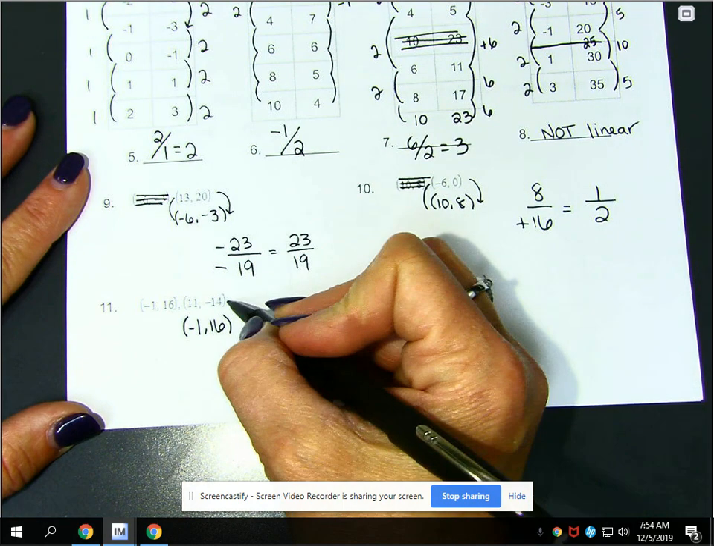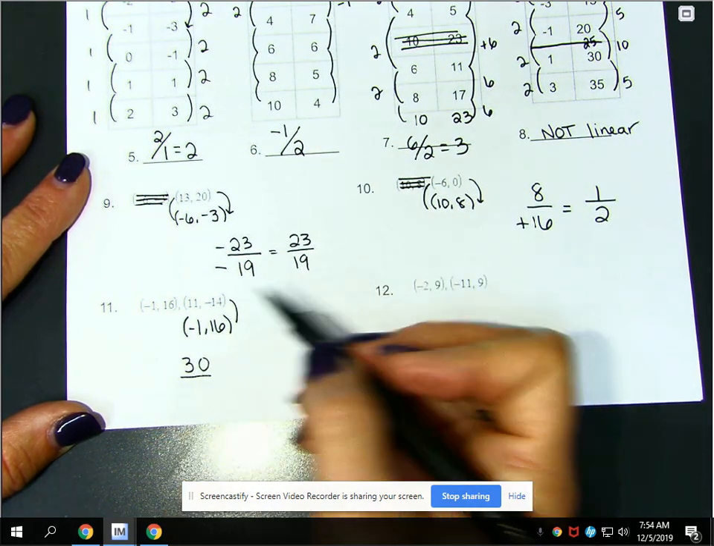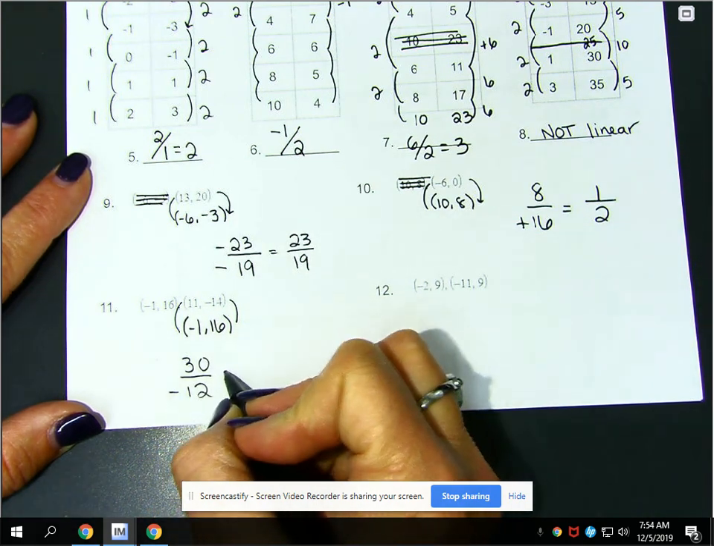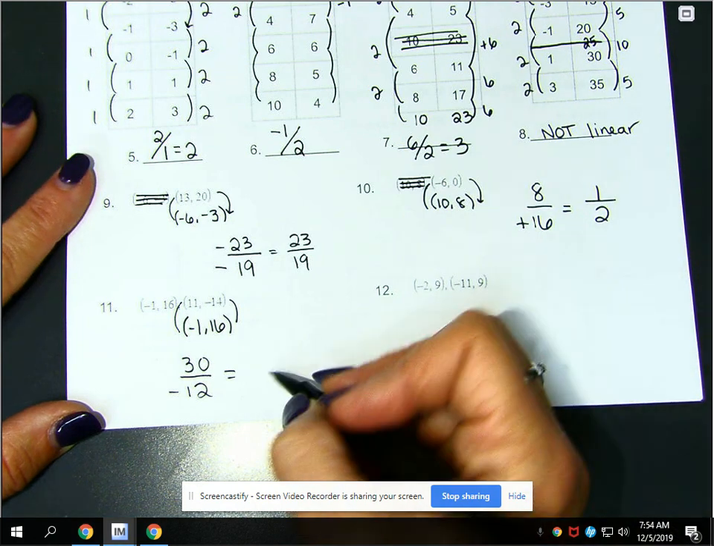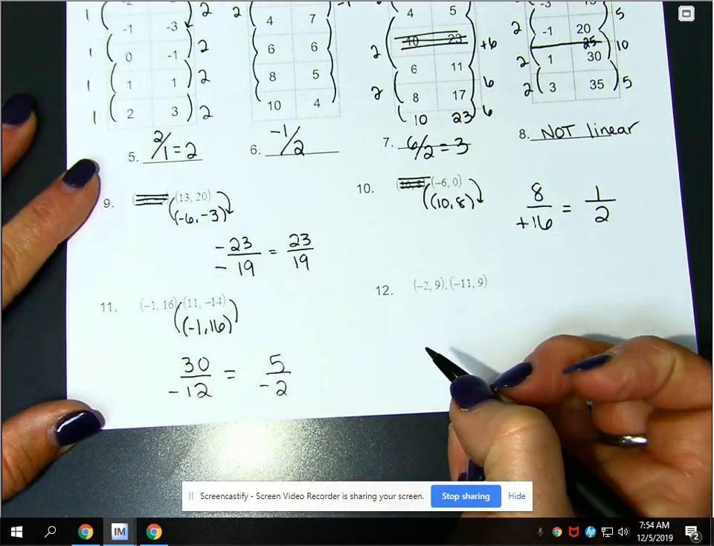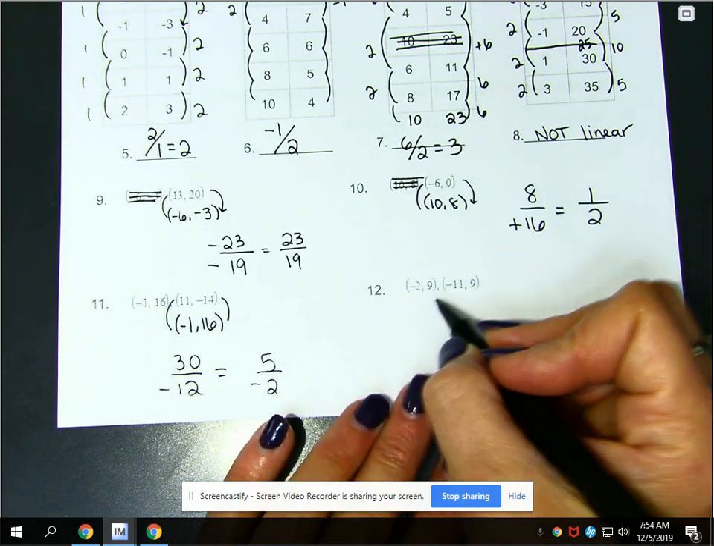Last one. The change from -14 to a positive 16 is a positive 30. 11 to -1 is -12. Simplify that to 5 over -2. It doesn't really matter where you put the negative. If it's with the 2 or out front with the 5, it doesn't really matter.